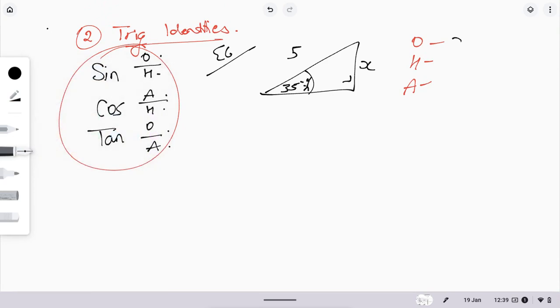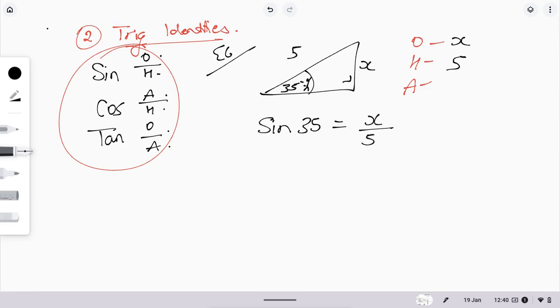What's opposite me? It's my x. H stands for the hypotenuse. What's my hypotenuse there? It's 5, and I don't know my A. So I know I'm going to be using O and H, which is sin. So I write down sin. What always goes after my sin, cos or tan is my angle. So sin 35, and keep the order the same, is equal to O over H, x over 5.